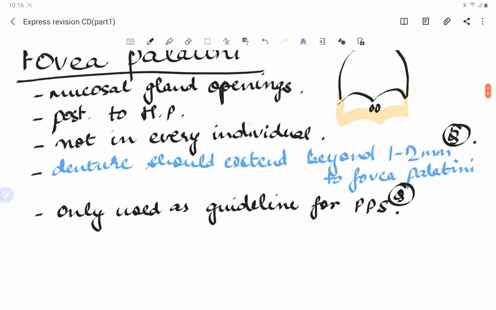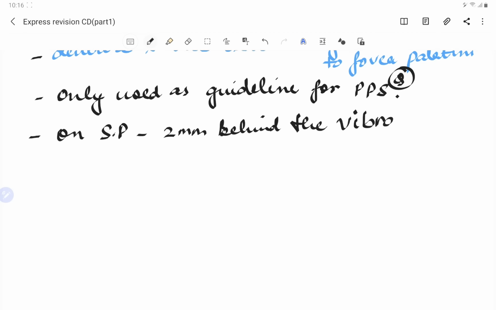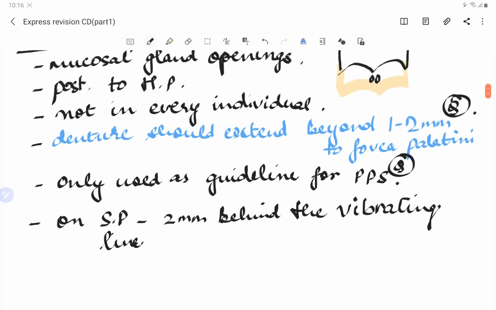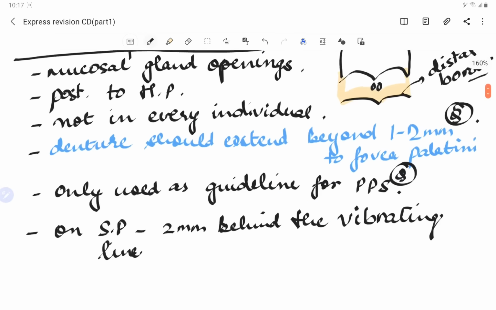So they are present on the soft palate 2 millimeters behind the vibrating line. These are basically mucosal gland openings, and the denture should extend... this is the distal border of the denture. The distal border should extend behind the fovea palatini, not up front of the fovea palatini, but behind the fovea palatini.